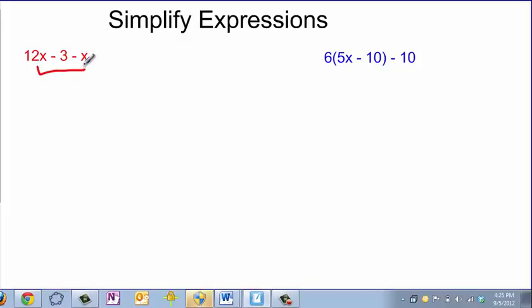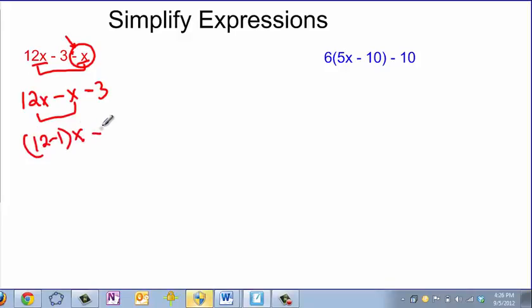So here's my like terms. They're both x terms. So I'm going to rewrite it. 12x, and then take the sign with it. Okay, you got to take that sign with it. So minus x, and then minus the 3. To 12x minus 1x, I have 12. You can think about it as 12 minus 1x minus 3. 12 minus 1 would be 11 times x minus 3. Maybe that's helpful for some of you.